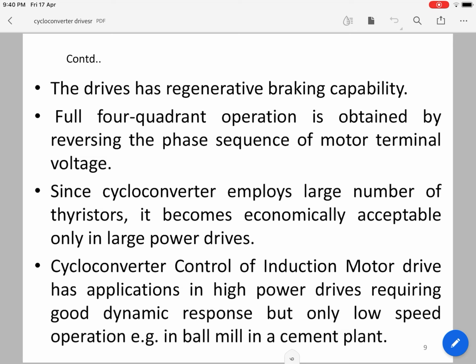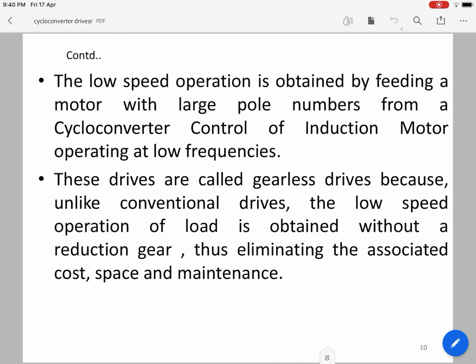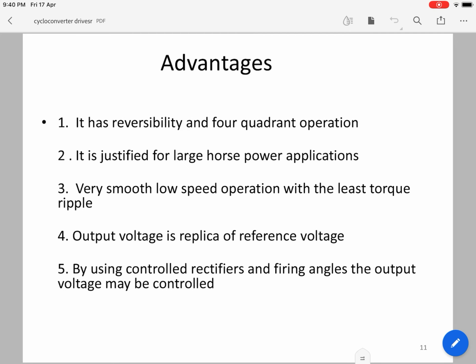It has application in high power drives requiring good dynamic response but only low speed operation, because it is mainly used in step down operation, for example in a ball mill in a cement plant. This low speed operation is obtained by feeding a motor with a large number of poles from a cycloconverter control of an induction motor operating at low frequencies. These drives are called gearless drives because, unlike conventional drives, the low speed operation of the load is obtained without a reduction gear, thus eliminating the associated cost, space and maintenance.